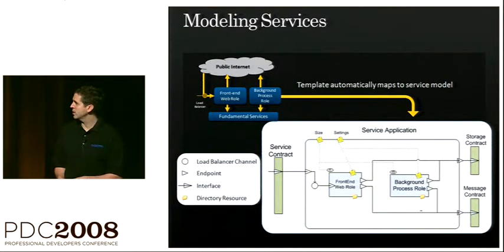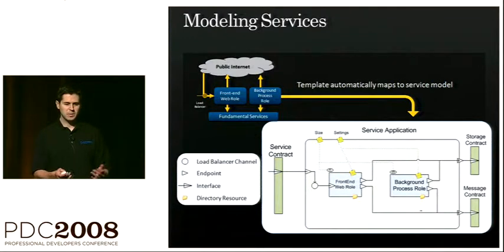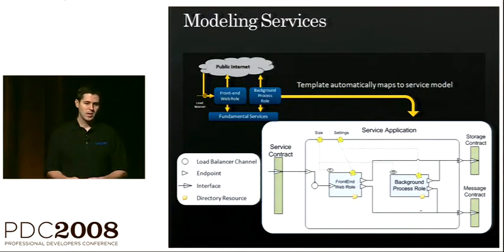So this illustration basically shows you might pick a simple template that has a front-end web role and a back-end worker role. And it kind of gives you an example of what the underlying service model would look like.